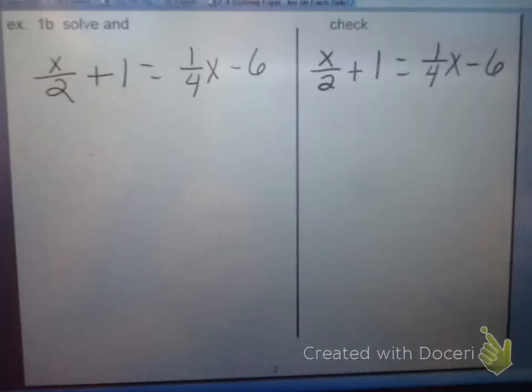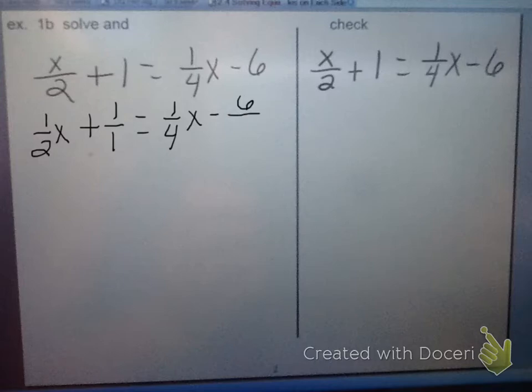Example 1b. I'm going to clear my fractions by multiplying each term by the least common denominator. Now, this x over 2, it's the same thing as 1/2 x. If you want to rewrite it as 1/2 x, that's fine. Or if you want to leave it as x over 2, that's fine too. I need to turn 1 into a fraction, so I'm going to put it 1 over 1. And I need to put 6 into a fraction, so I'm going to put it 6 over 1.